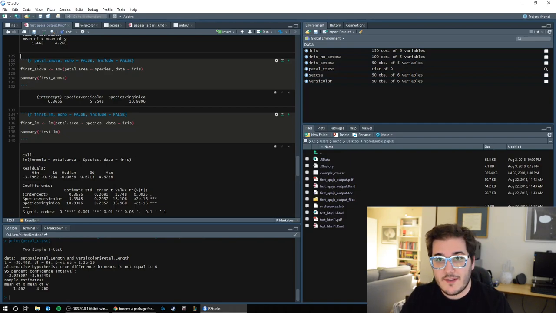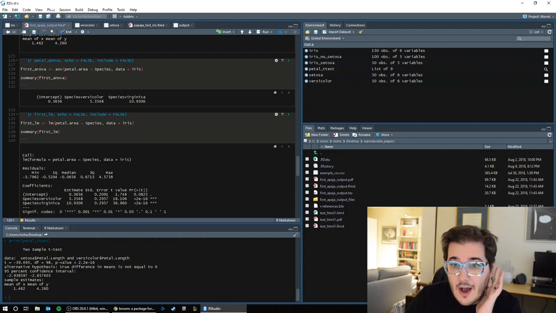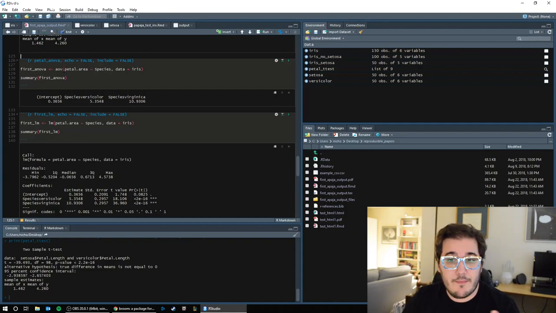So here we have species, and species has three statuses, right? You have Setosa, you have Versicolor, and you have Virginica. So you have three levels of species, and you have an outcome. Here we are doing the outcome of petal area. So we can look at petal area and whether species can accurately predict petal area.